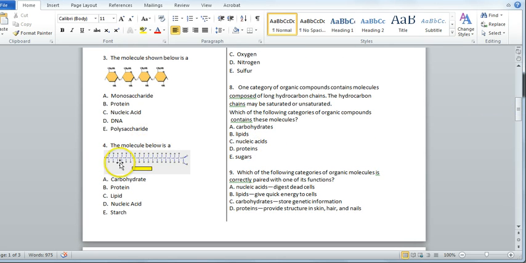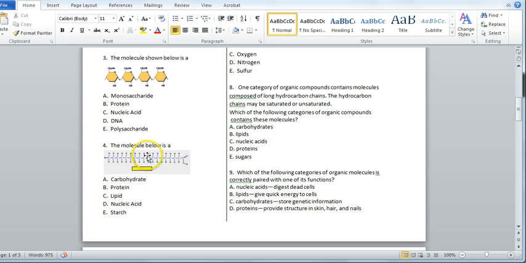And this one we didn't spend a ton of time on, but you can sort of tell what it is by this picture. This molecule below is carbohydrate, protein, lipid, nucleic acid, or starch. So hopefully you realize it's not a starch, since I just told you that other one could be a starch. So it's a lipid. So it's a basic fat.